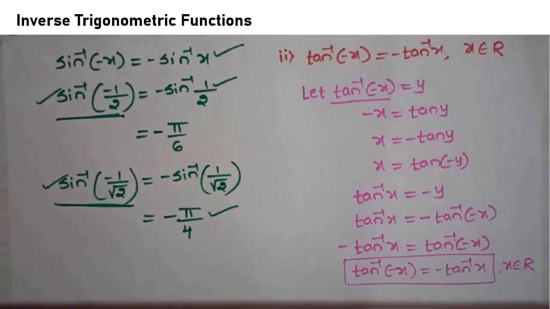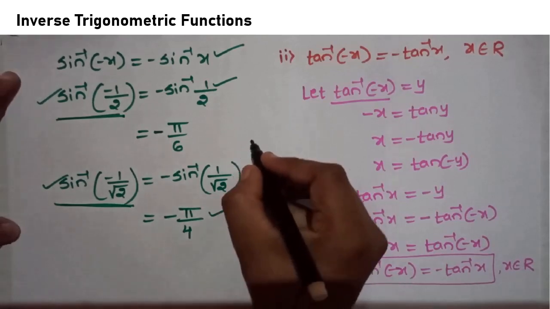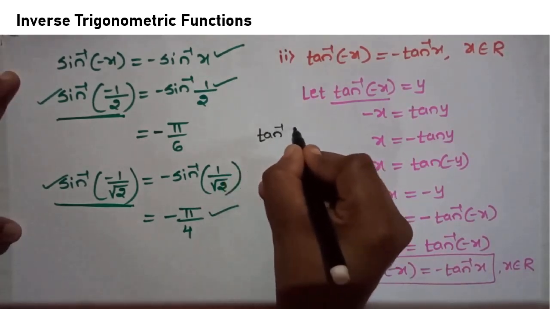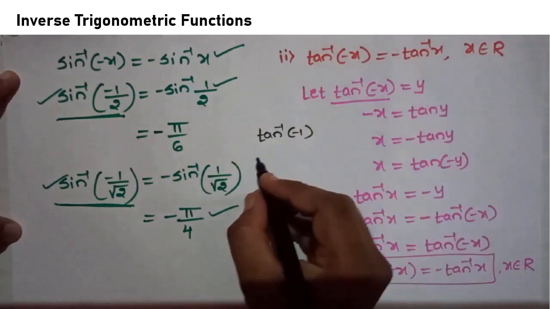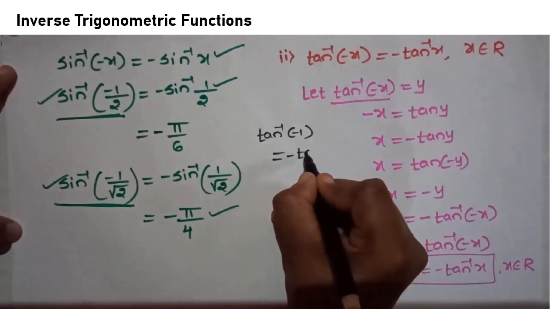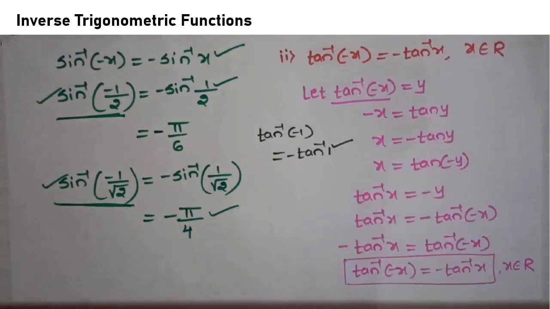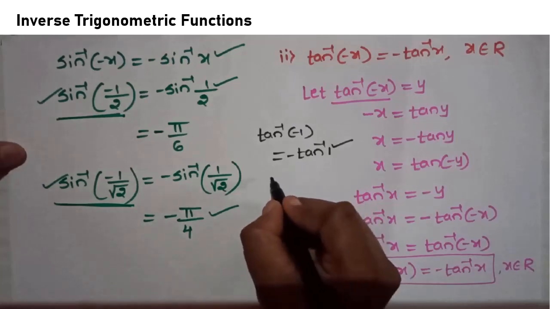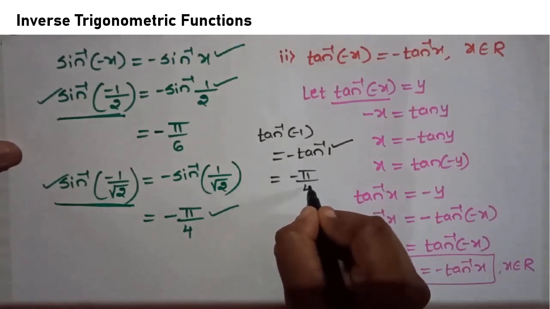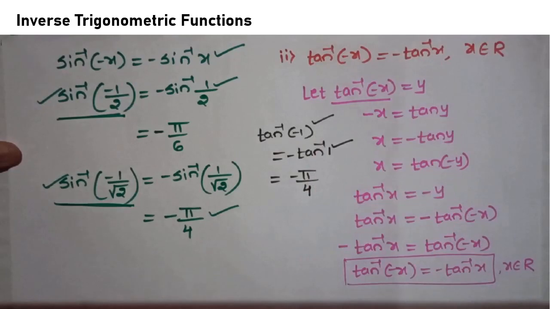And how to use this property? They ask to find the value of tan inverse of minus 1. Using this property we can write tan inverse of minus 1 equal to minus tan inverse 1. For which angle is tan giving 1 as the answer? For 45 degrees. So we can write it as minus pi by 4. The principal value of tan inverse of minus 1 is minus pi by 4. Like this we can apply the property tan inverse of minus x is equal to minus tan inverse x.